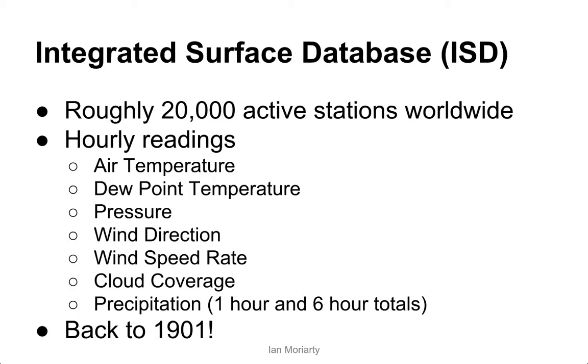But in order to get the weather data, that brings us to the Integrated Surface Database, otherwise known as the ISD. The ISD is roughly 20,000 active stations worldwide, and there are hourly recordings of many different data points, some of them including air temperature, dew point temperature, pressure, wind direction, wind speed rate, cloud coverage, and precipitation. Some of the readings actually go back to 1901, so it's a pretty extensive data set. And you can imagine the amount of data this generates when all 20,000 of these stations are sending data every hour with so many data points. The numbers actually become quite mind-boggling.